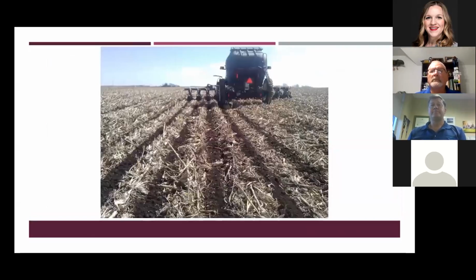We started strip till ahead of corn because the farm partner we were working with had a strip till bar, and it was his preference, and we know that it would help for soil improvement instead of tilling ahead of corn. I'll talk about it in a little bit too, but now we're moving to more no-till rather than any type of tillage ahead, because if we don't have to do tillage, it really saves us a lot of time and money.